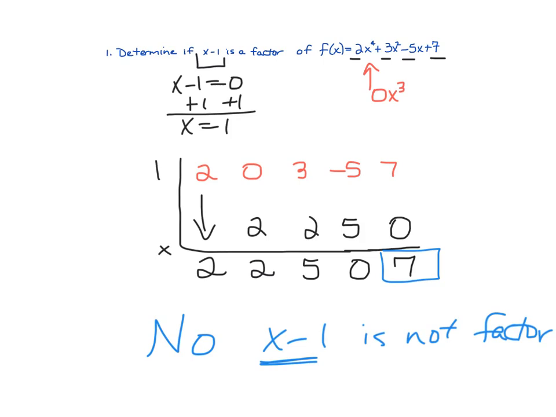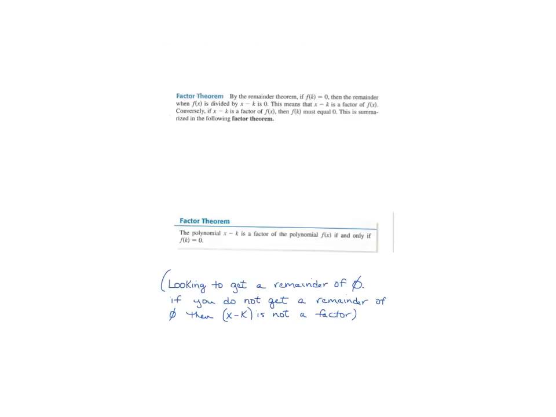Let's try another example. The instructions say to determine if it's a factor. Now, in between the two examples, I've added this screenshot from your textbook. If you're ever taking the SAT or the PSAT and they say, use the factor theorem to determine if this factor is truly a factor of the polynomial, what we're trying to look for is to see if we get a remainder of 0 when we do the synthetic division using that factor they give us. So this is the rule behind it.